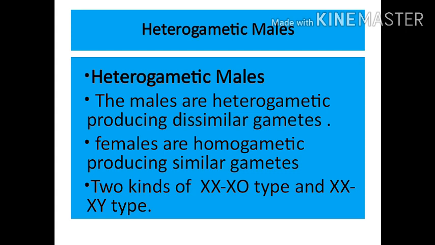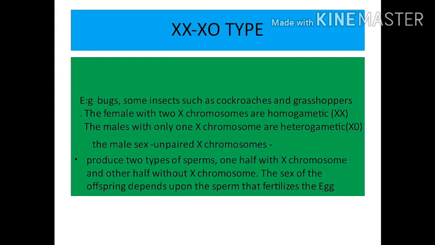Another type, XX female, XY male. In this, the egg produced is only one with the X chromosome, and the sperms produced are one with the X chromosome and another one with the Y chromosome. These two are the examples for heterogametic male. The XX-XO type is observed in organisms like bugs, insects, cockroach and grasshopper.